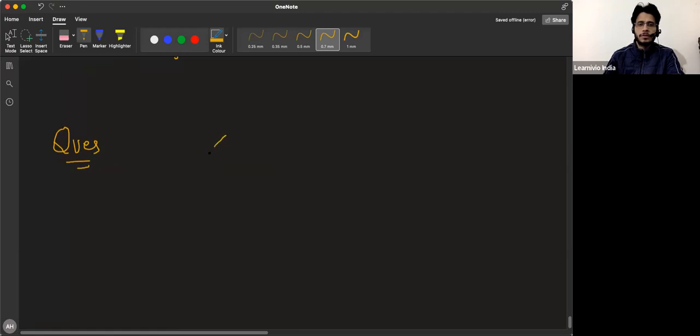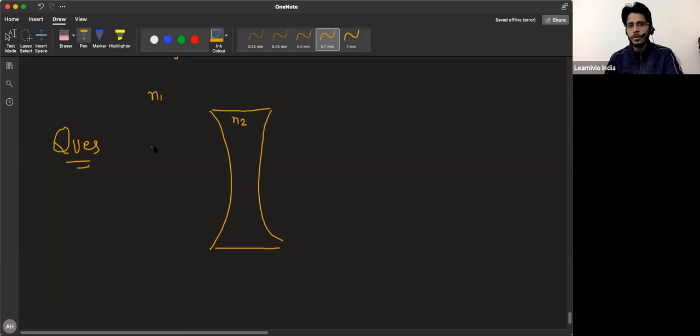See, the question says this is the lens. Okay, we have done enough questions with the convex lens. Let's do some questions with the concave lens. This question can be repeated with convex also, but let's do it with the concave lens. So this is a concave lens. Refractive index of the surrounding is n. Refractive index of the medium of the lens is n2. You incident two parallel rays on the lens. The question says complete the ray diagram.